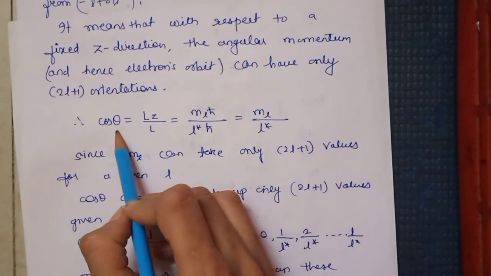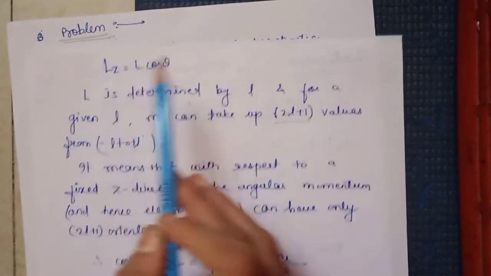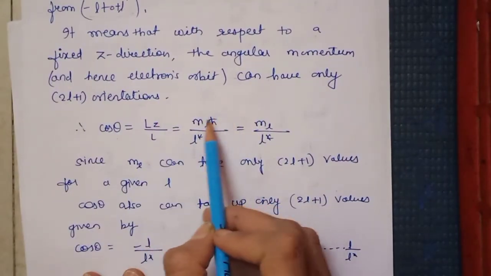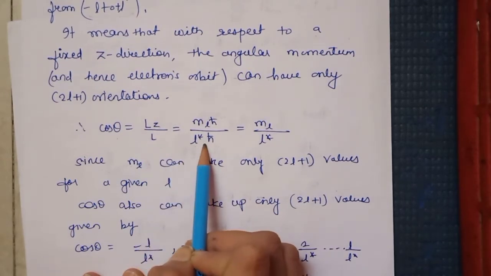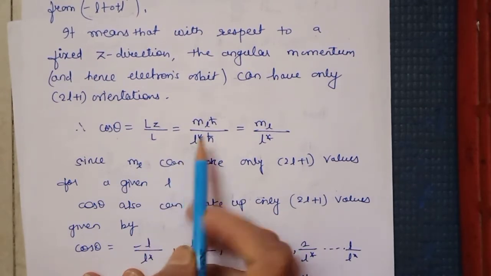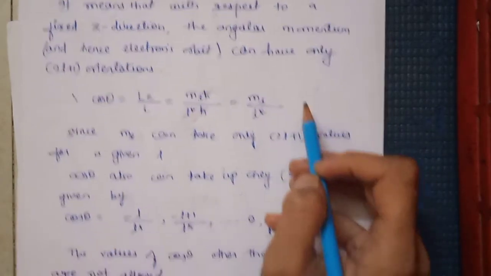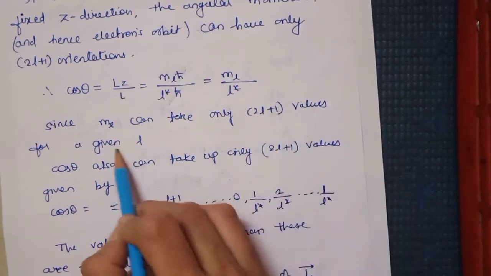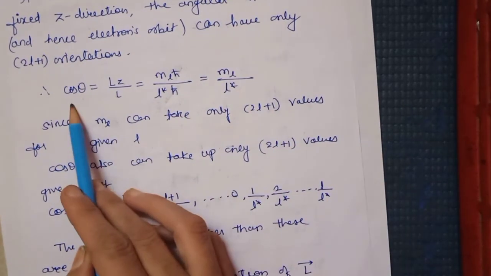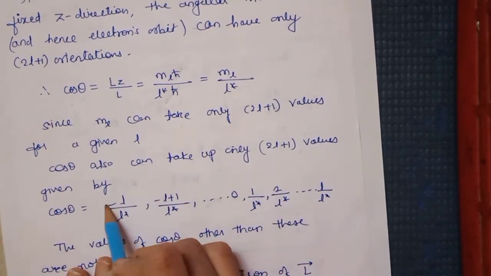So cos theta will be LZ upon L. LZ is ml h cross, and capital L we know is given by root l(l+1) h cross. We did this last time. So h cross will get cancelled, and we will get ml upon root l(l+1). Since ml can take only 2l plus 1 values for a given l, cos theta can also take up only 2l plus 1 values, given by minus l to l.